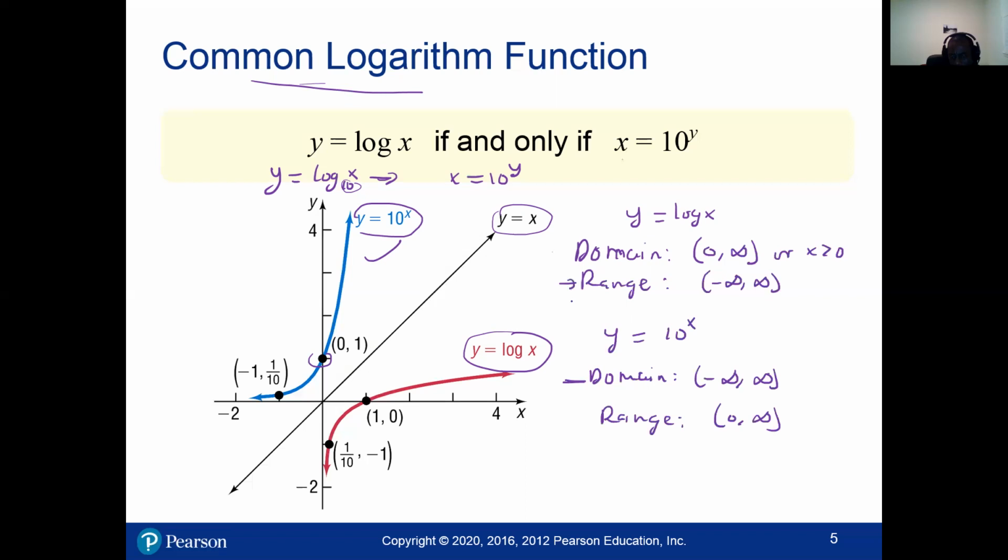inverse function. So this is actually the inverse of what? The inverse of the exponential function. Notice that the range is equal to the domain of the exponential function, and the range of the exponential function is equal to what? The domain of the inverse function. So this is the inverse of that, and this is the exponential.